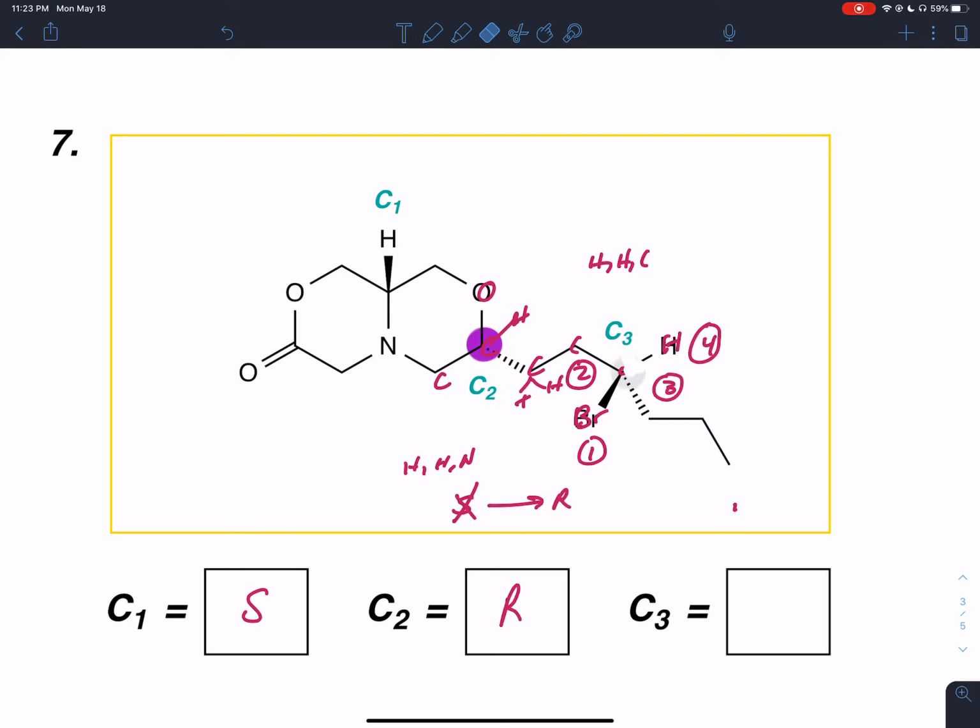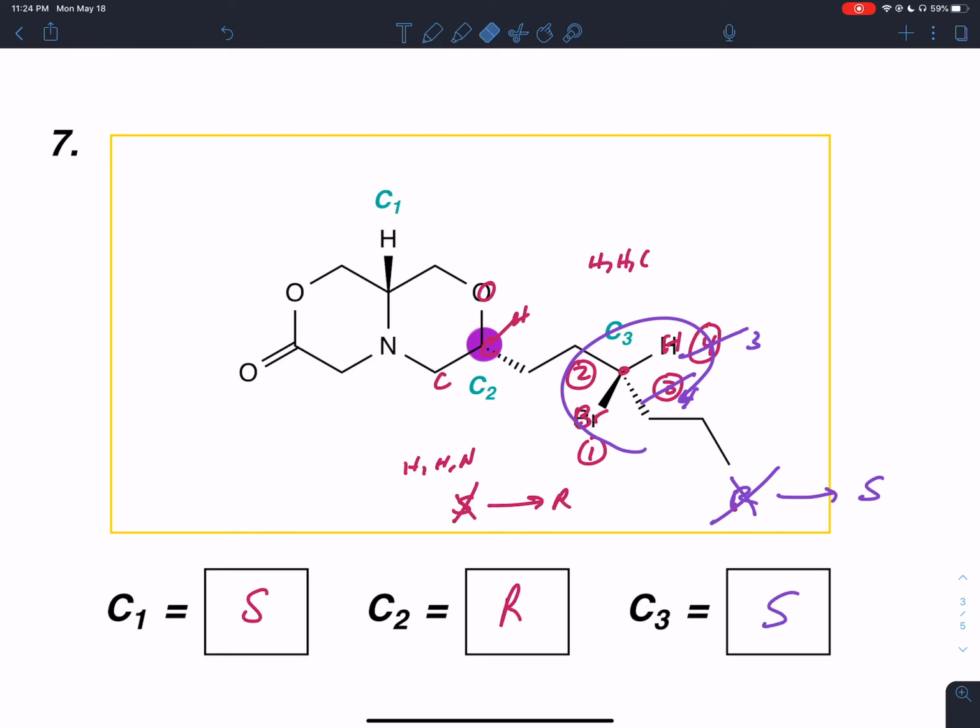Because remember, when the lowest priority is on an in the plane of the page bond, what you will do is take what is the lowest priority, 4, and you're going to put it in the back, and you're going to switch it with the priority group there, which here happens to be 3. You will then make your semicircle from 1 to 2 to 3. This looks like it's R, but because we interchange 2 groups, the true configuration is S.